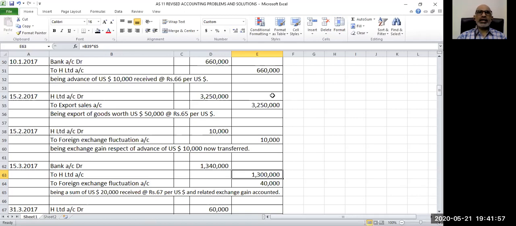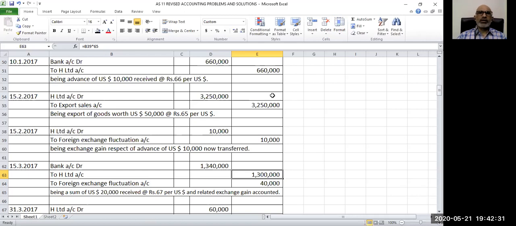Our foreign exchange gain is 2 rupees per dollar. $20,000 into 2 rupees per dollar, total gain recorded is 40,000 rupees. So our entry is bank account debit 13,40,000 to H Limited 13 lakhs, to foreign exchange fluctuation account 40,000 rupees. The narration being sum of US dollar 20,000 received at 67 per US dollar, and related exchange gain is accounted for.